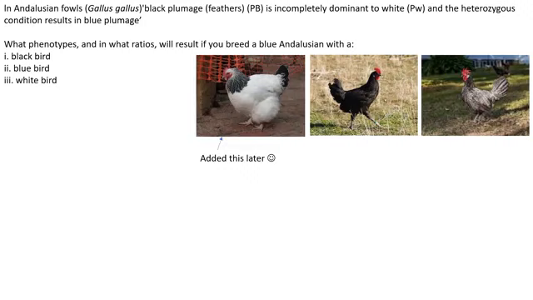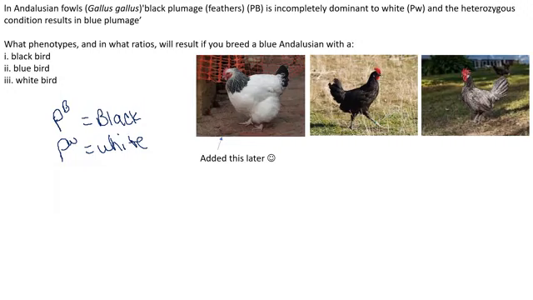So I'm going to write it slightly differently. P for plumage, and then we'll put B for black, as a superscript. It makes it a lot easier to deal with here. And then P for plumage and W for white. So the black and white are incompletely dominant over each other.